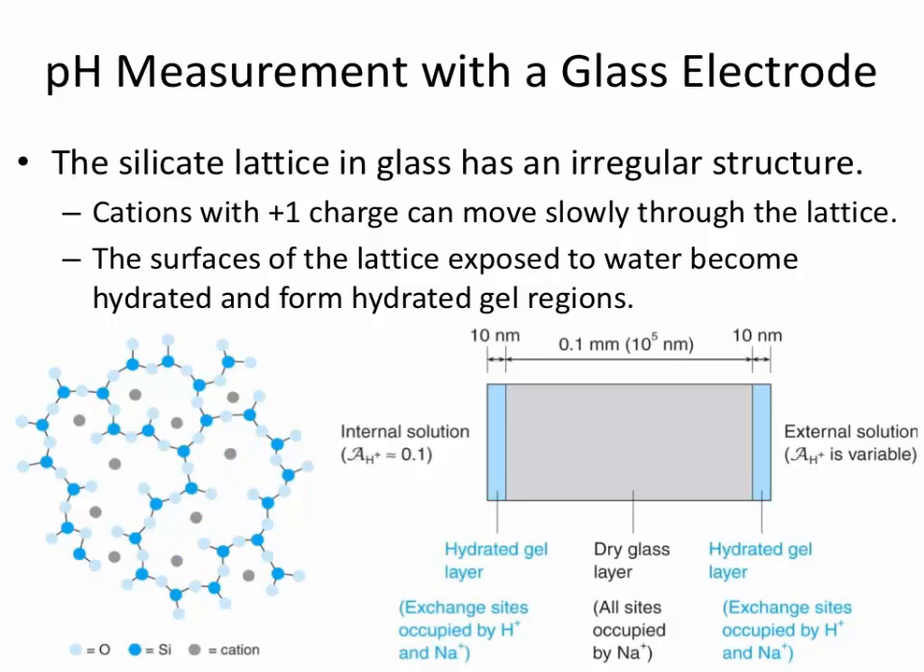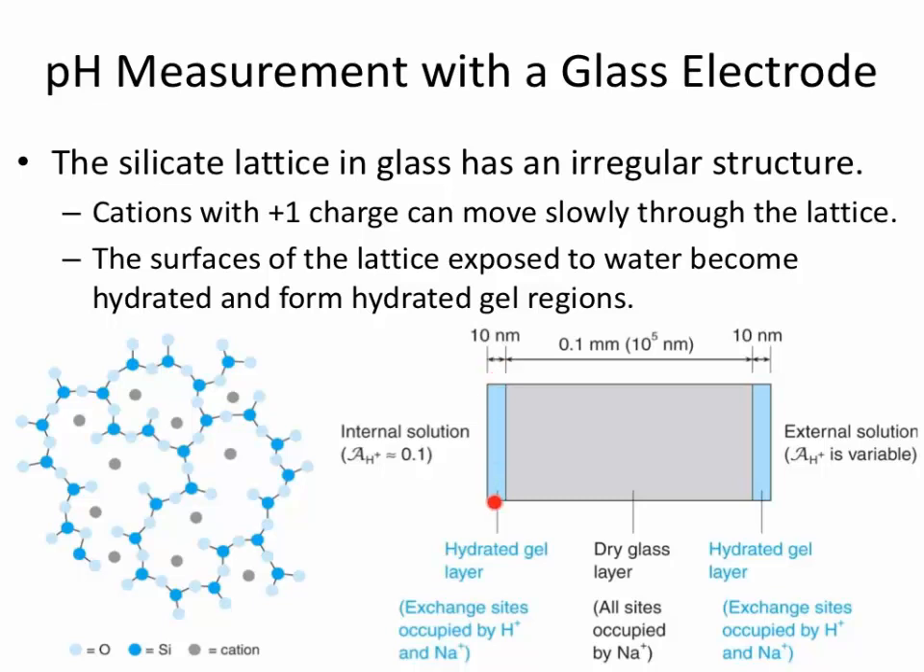Now, cations with a +1 charge can move slowly through our lattice, and the surfaces of the lattice that are exposed to water become hydrated and form hydrated gel regions. So if we have an overall glass thickness of 0.1 millimeters, a tenth of a millimeter, which is pretty thin for glass, it's going to then be fairly fragile, so you need to be careful with your pH meter.